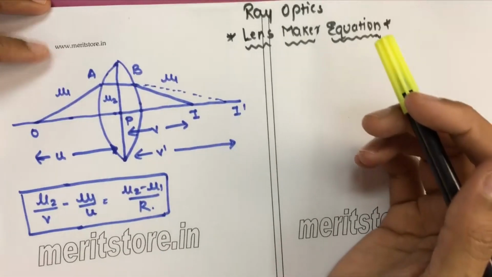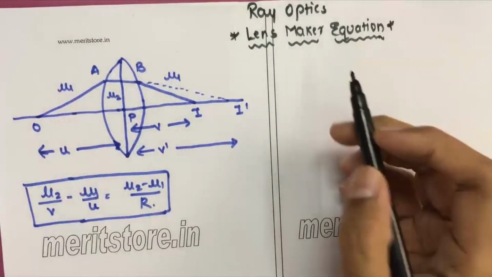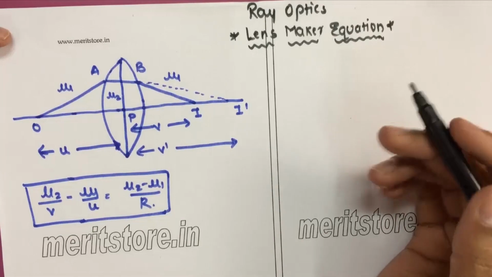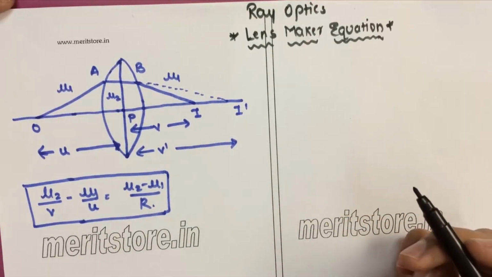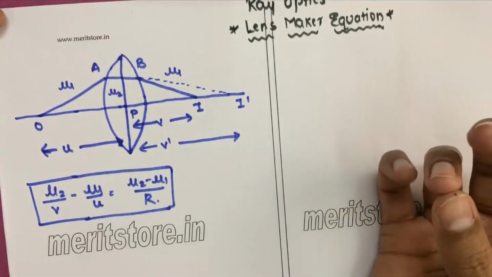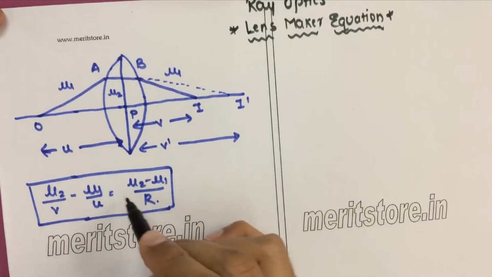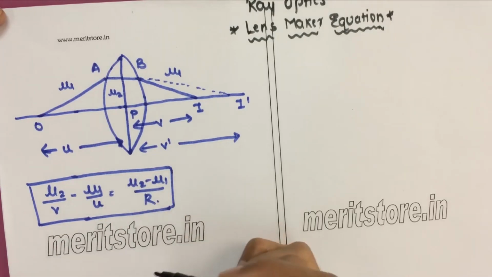Okay, so here we are starting with the concept of the chapter ray optics. This is called the lens maker equation. In order to understand this equation, first we need a particular equation which we derived earlier, and that gives you the relation between the image distance, object distance, the radius of curvature, and the refractive indexes. That is mu2 upon v minus mu1 upon u is equal to mu2 minus mu1 upon r.